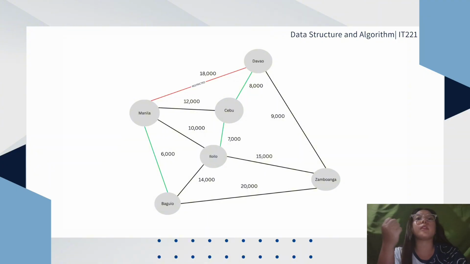9,000 for the route of Davao to Zamboanga is the fourth lowest cost route. Since these two cities aren't connected indirectly, again we're going to add the route and connect them. The next lowest cost route is Manila to Iloilo with a travel setup cost of 10,000 pesos. We're going to check if these two cities are connected indirectly. It's not connected, so we're going to add the route and connect them.